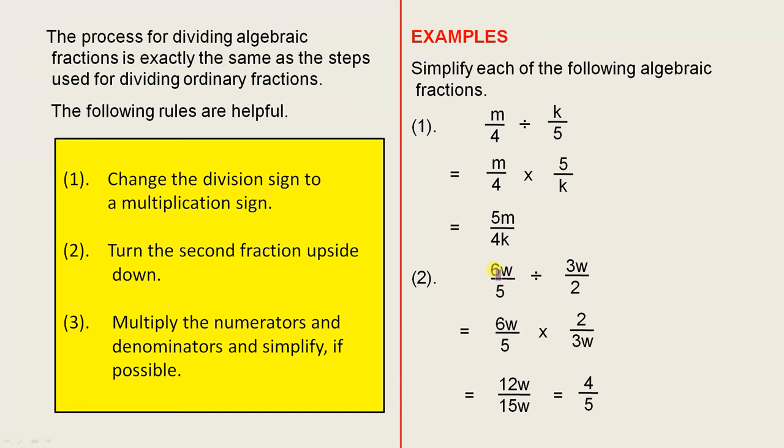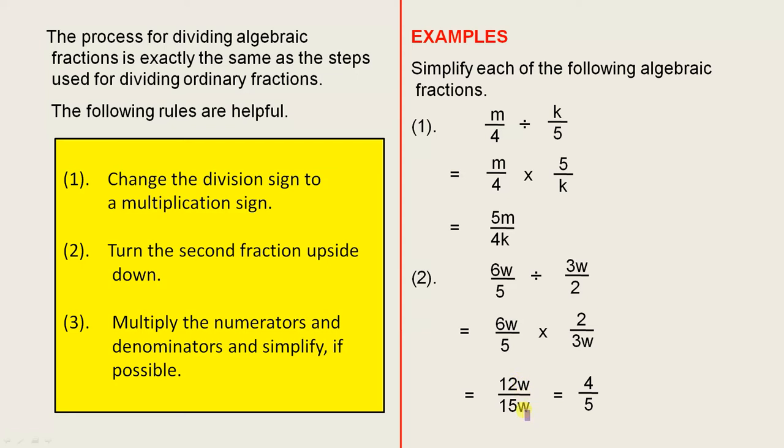Number 2. 6w over 5 divided by 3w over 2. Change the division sign to a multiplication sign and turn the second fraction upside down. Multiplying the numerators, we get 12w over 15w.